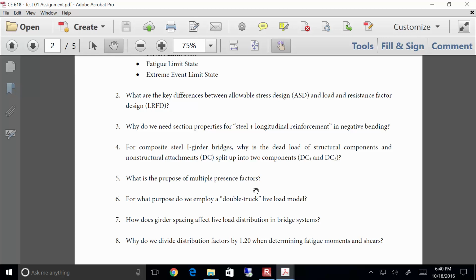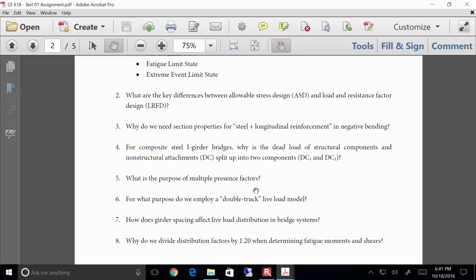Now, you can look at the equations and see, well, as S gets larger, the distribution factor gets larger, or you can just look at it from the physics standpoint. The farther apart beams are, the more load a particular beam is responsible for. So how does girder spacing affect live load distribution? As girder spacing goes up, live load distribution factors go up. That was basically what I was looking for.